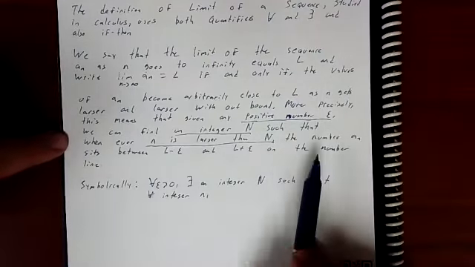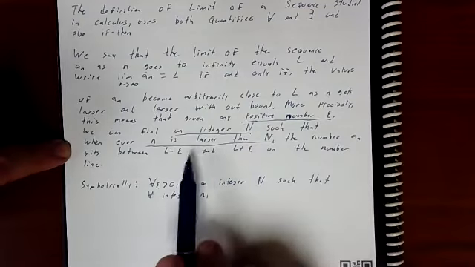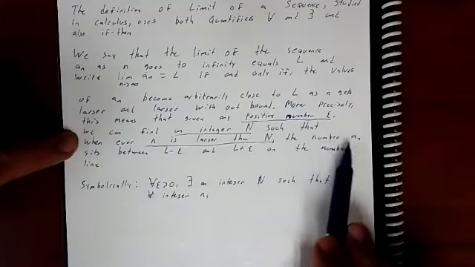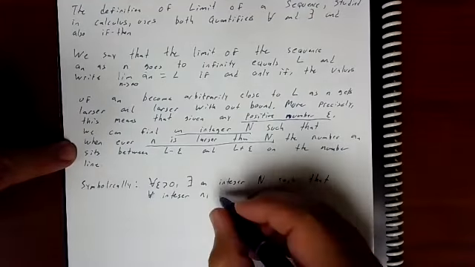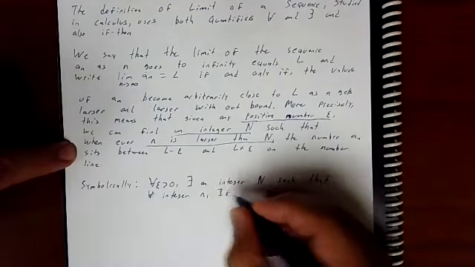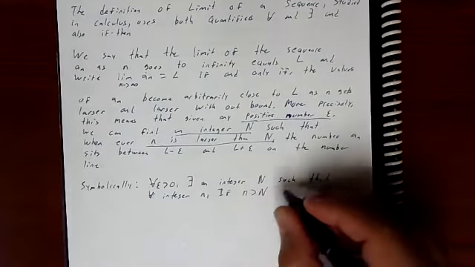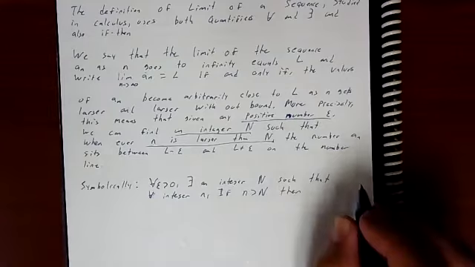The number a_n sits between. So if this is true, then this is true. So if, here we go, if n is greater than N, then the next part is true.